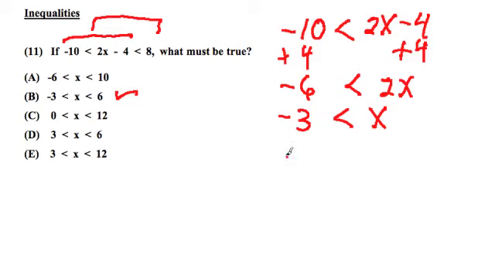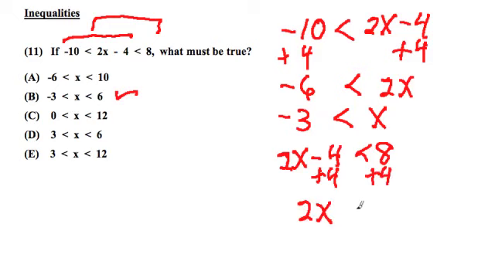We have 2x minus 4 is less than 8. So add 4 to both sides. So 2x is less than 12, divided by 2, x is less than 6. So B is our answer.